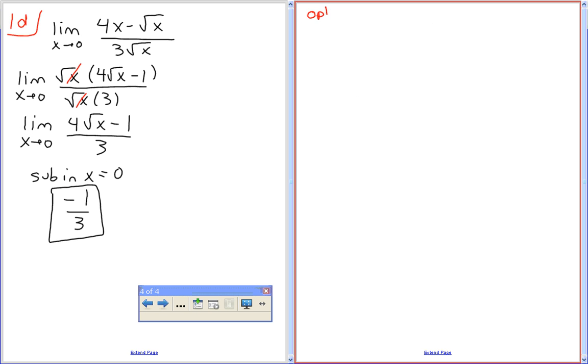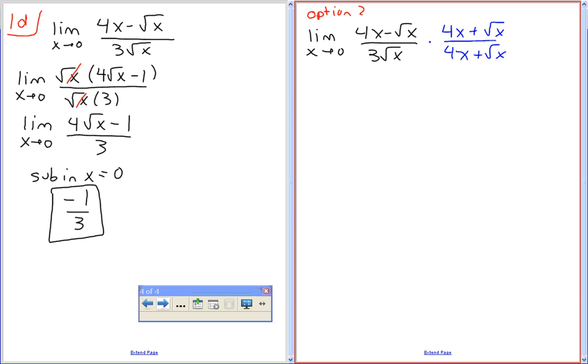Option number 2 turns into limit x approaches 0, 4x minus root x all over 3 root x, times 4x minus or plus root x all over 4x plus root x.